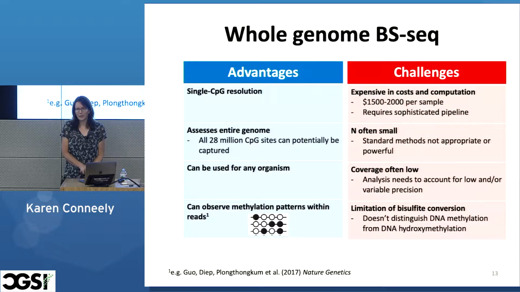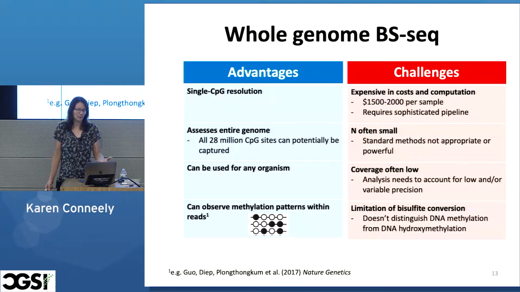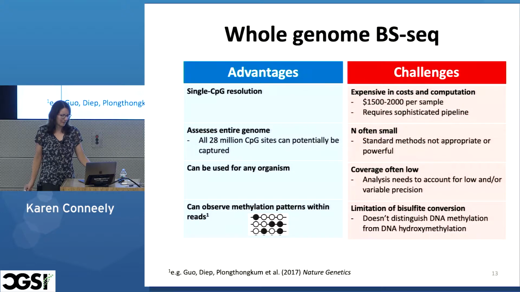And because of these factors, the sample size is often quite small. And this means that these standard methods that worked great for arrays, like linear regression or t-tests, are not going to be appropriate or powerful in this case. And this is what motivates methods development for bisulfite sequencing data.